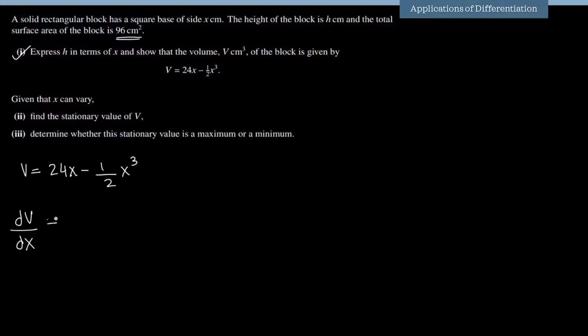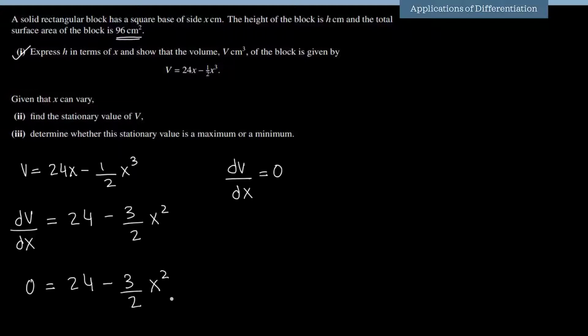24x is going to be 24, and the differentiation of minus 1/2 x cubed is going to be minus 3 upon 2 x squared. Since I need to find the stationary value, dV upon dx is going to be equal to 0, because at the stationary point the gradient is 0. So this is going to be 0 is equal to 24 minus 3 upon 2 x squared.